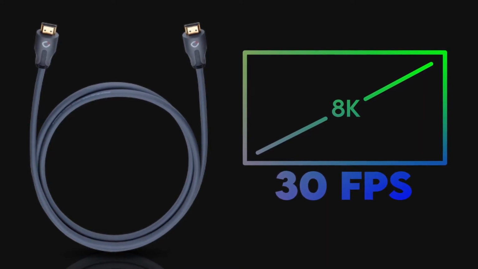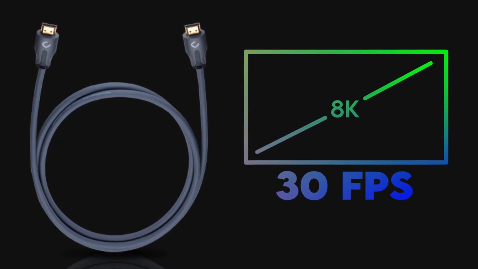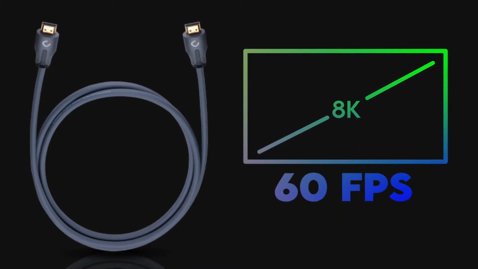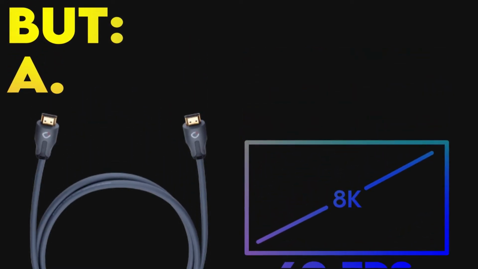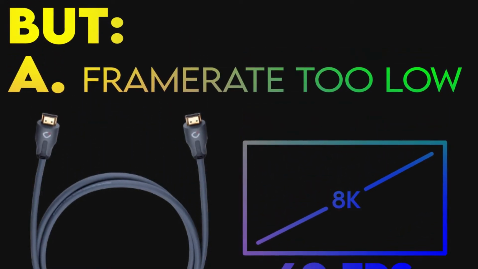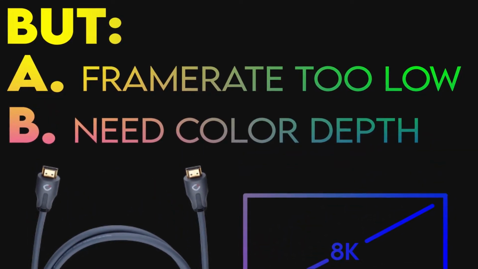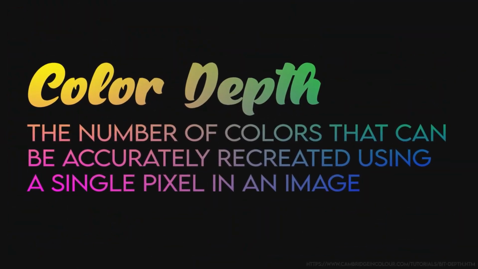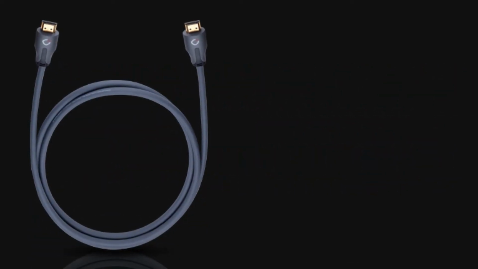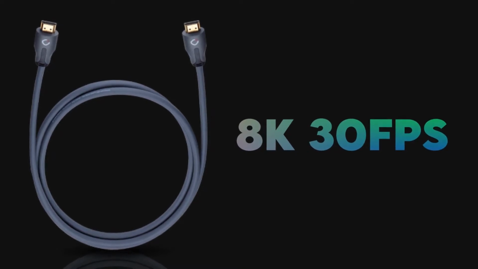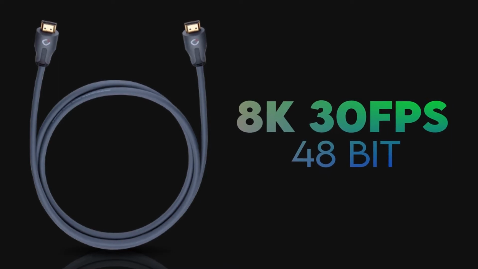Now, technically, under the confines of that 48 gigabit per second speed, we can run the frame rate higher and achieve as much as 60 frames per second. But A, that's still not enough frame rate to satisfy the eyes, and more importantly, B, this is at the cost of color depth. Color depth is the amount of colors that can be accurately recreated using a single pixel in an image, and when I said that an HDMI 2.1 cable can run at 8K resolution and 30 frames per second, I meant that it can run that while maintaining 48 bits of color depth.